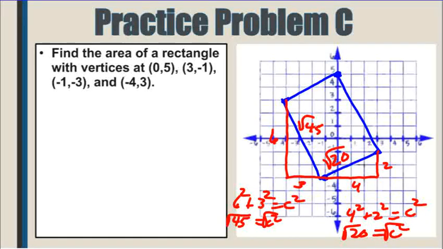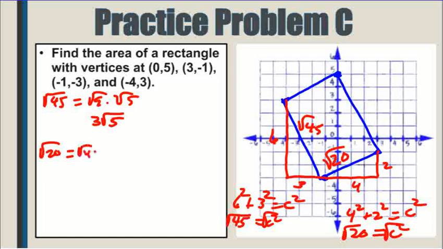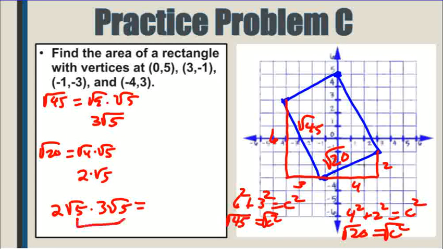Find the area of this. I'm just going to break down the square root of 45, which would be the square root of 9 times the square root of 5, which is 3 times the square root of 5. Square root of 20 would be the square root of 4 times the square root of 5, which will give us 2 times the square root of 5. So if I take 2 times the square root of 5 times 3 times the square root of 5, these two give us 5. These two give us 6. So 6 times 5 gives us 30.